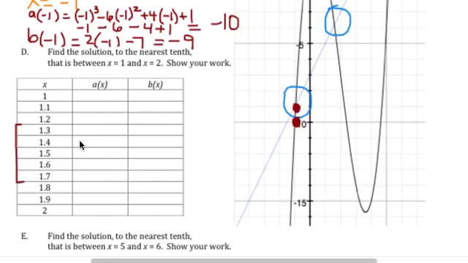Let's see. We have 1, 2, 3, 4, 5, 6 tables. 1, 2, 3, 5 numbers. Well, that's okay. So let's see here. We'll let you guys right here go ahead and do 1.3. Plug it into both of those functions.